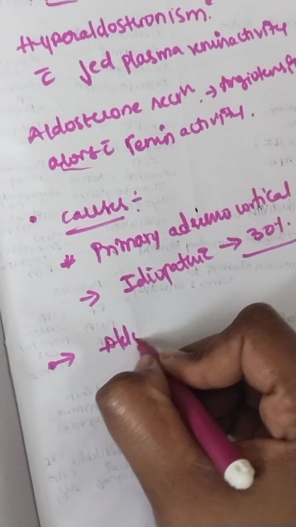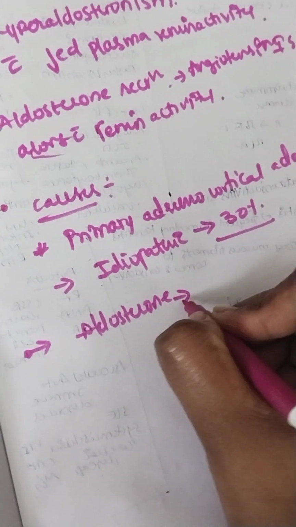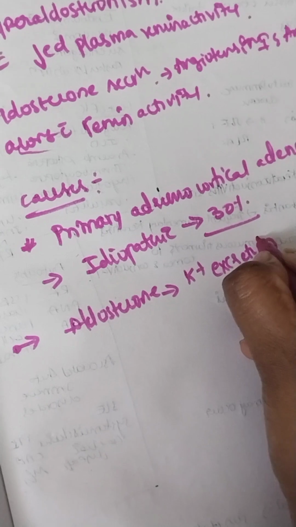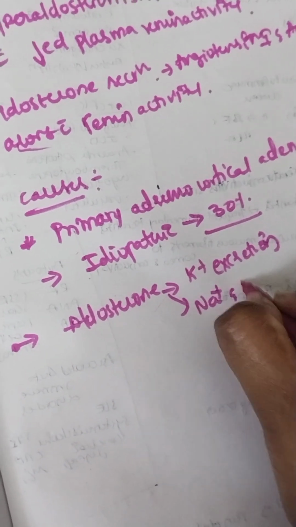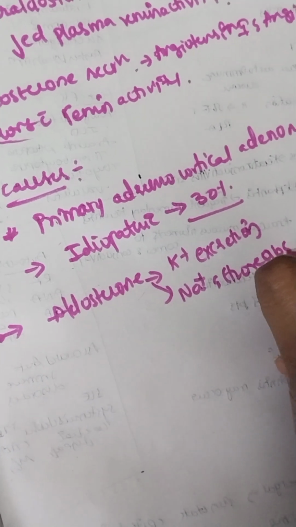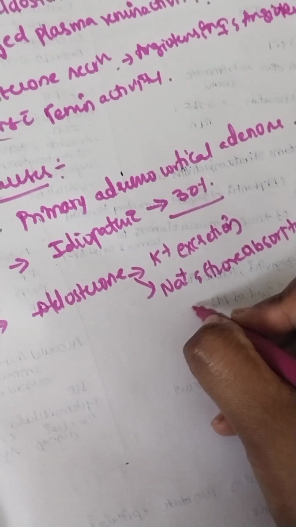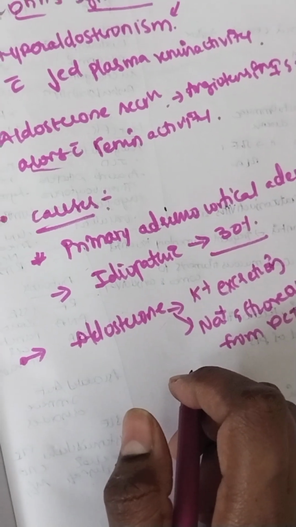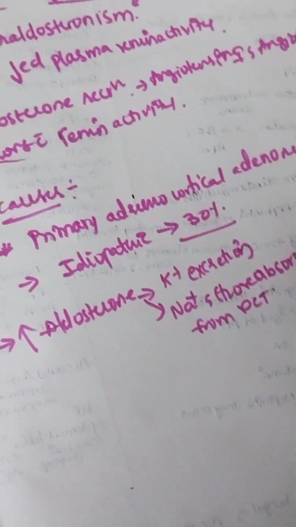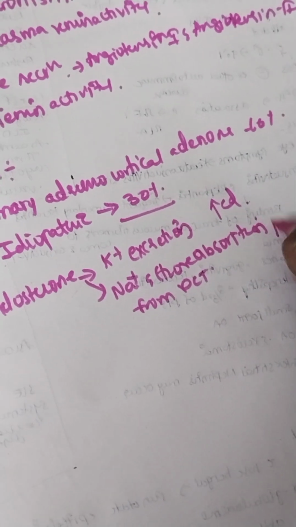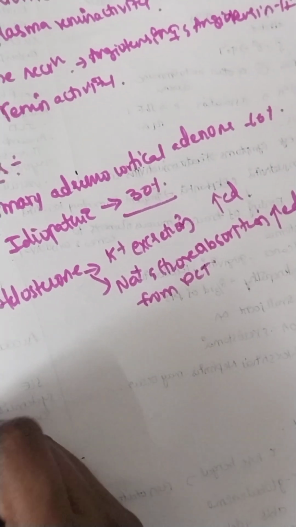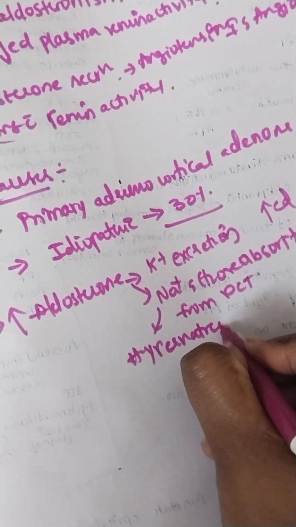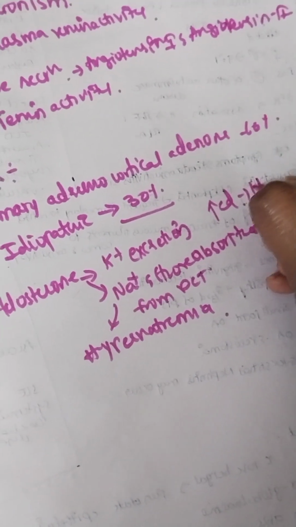So what is the aldosterone function? You tell me. Aldosterone will help in potassium excretion. So K plus excretion it will help, and it will also help in sodium and water reabsorption from the DCT. So this is increasing, right? Urinary potassium excretion increases, absorption of sodium and water increases. So this may lead to hypernatremia, and this leads to hypokalemia.